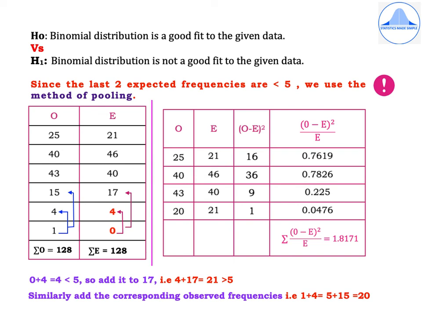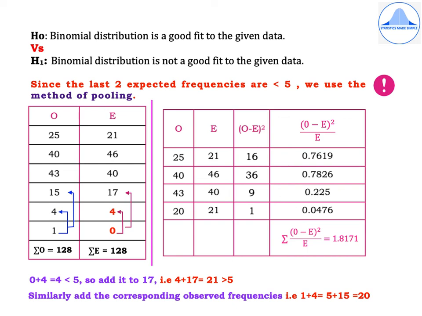Write the test statistic formula. Under H0, the test statistic is chi-square equal to summation (O minus E) the whole square by E, which follows chi-square with n minus 1 degrees of freedom. So from the table, we get chi-square equal to 1.8171. The condition for the goodness of fit test is you have to check if chi-square is greater than K2. If it is greater than K2, reject H0, otherwise accept H0.